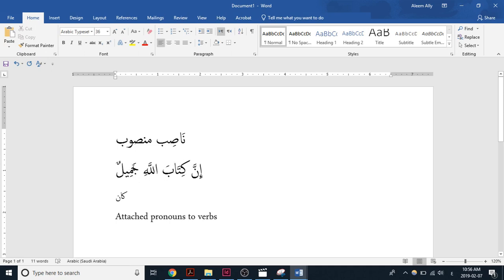And your khabar, which is known by being in a state of rafa and being indefinite, would be jamilun, which will now be your khabaru inna, right? So from the perspective of inna acting, this is now ism inna and this is now khabaru inna. And together, inna plus the ism of inna becomes your mubtada, and then jamilun will be known as your ism inna or your khabar, right?